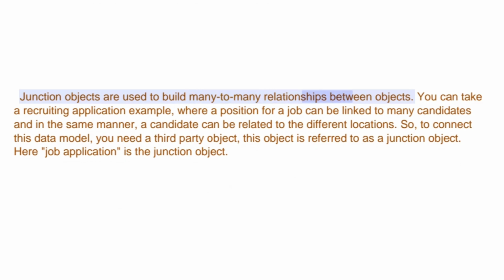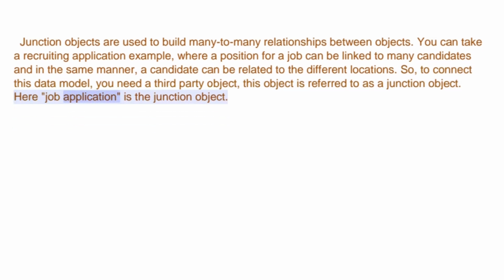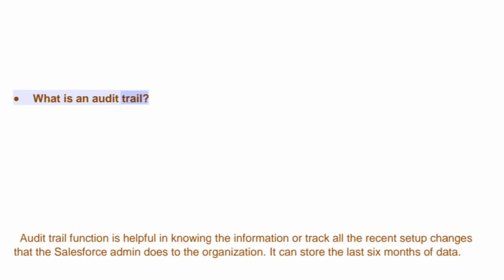What is the junction object and what is its use? Junction objects are used to build many-to-many relationships between objects. You can take a recruiting application example, where a position for a job can be linked to many candidates, and in the same manner, a candidate can be related to the different positions. So, to connect this data model, you need a third object. This object is referred to as a junction object. Here, job application is the junction object.